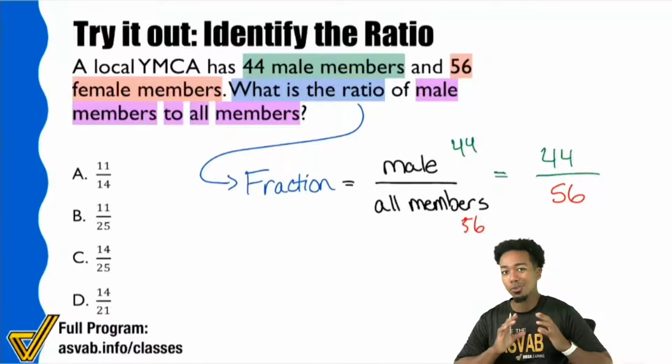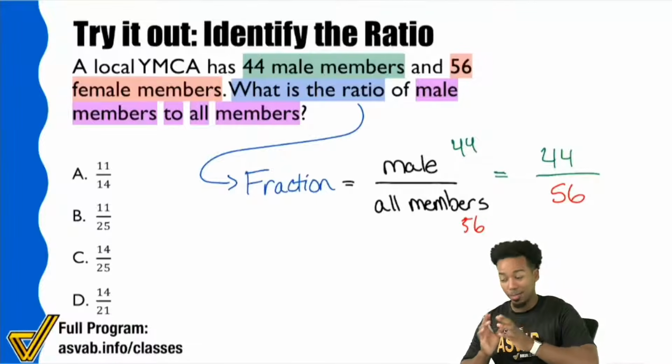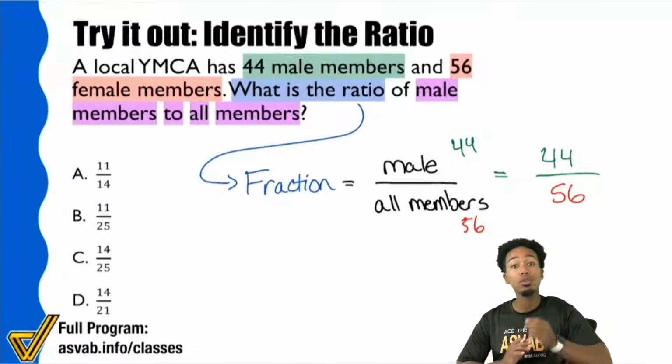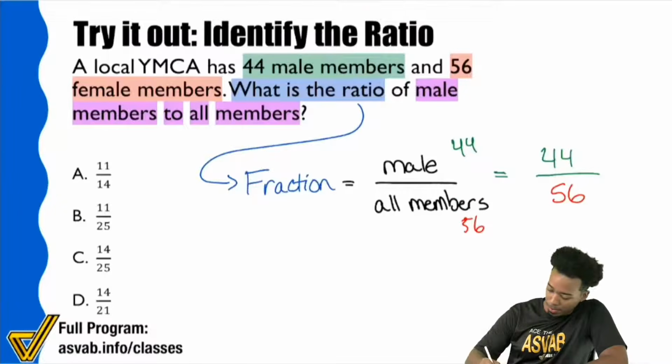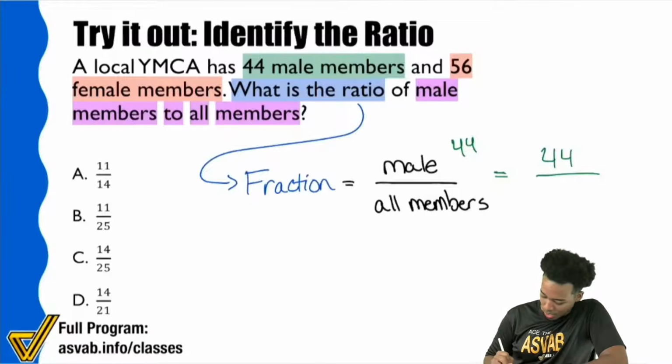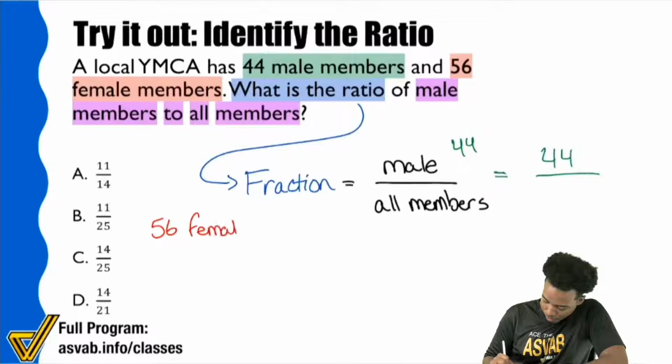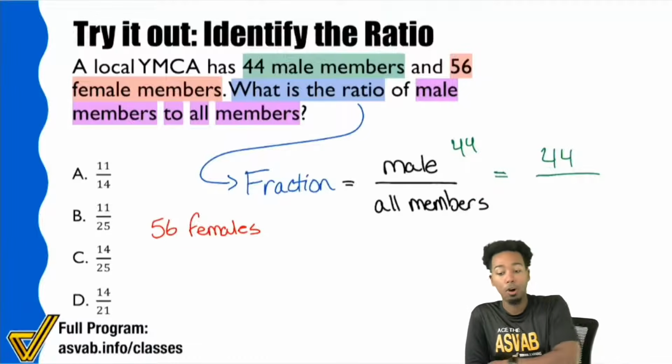Math is a very logical process. And if you can think about it logically, A, B, C, 1, 2, 3, then you can guarantee that you're correct. But in this case, this would not be correct because 56 represents females. So I can write that on the side if I want to. But that would not fit under all members.